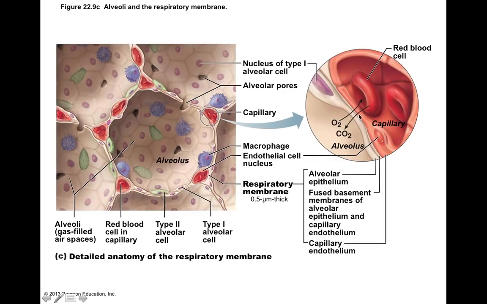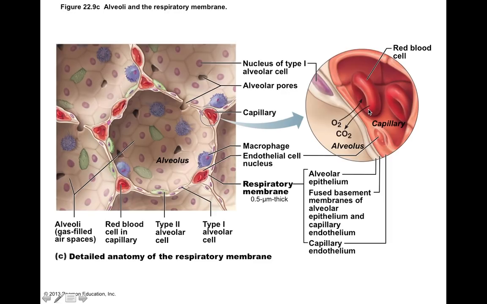In fact, by having a thin membrane, the gases move more readily. If this membrane thickens, these gases don't move as well. Okay, so you've got to keep that in mind. If you have inflammation within your lungs, or if there's extra mucus in there, which thickens this membrane, both of those are going to limit proper gas diffusion into or out of your bloodstream.